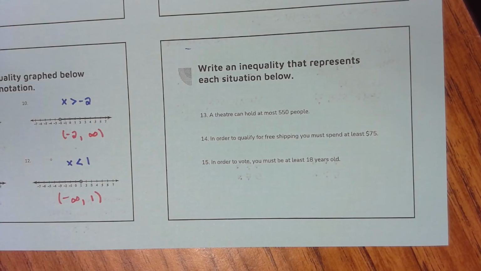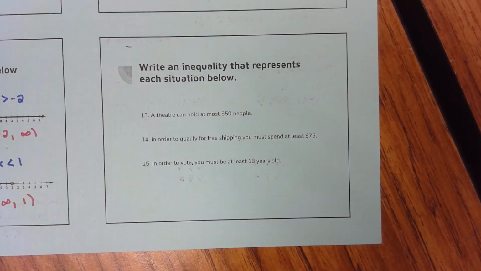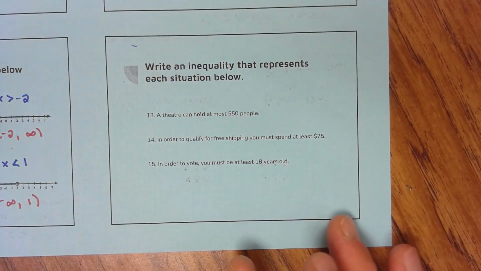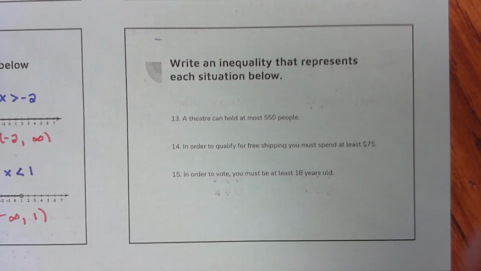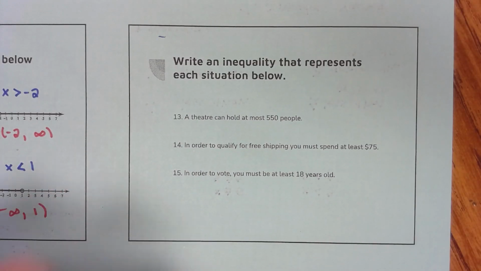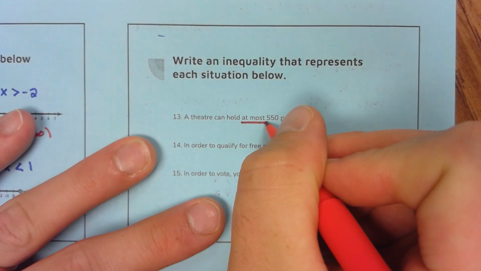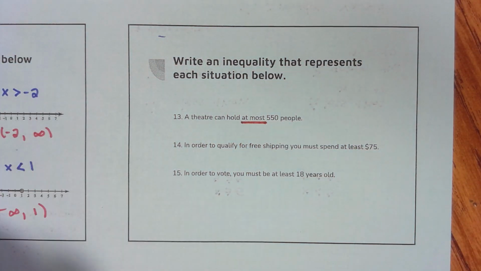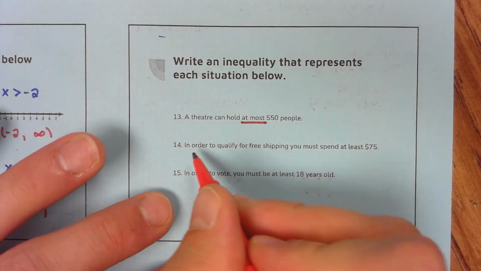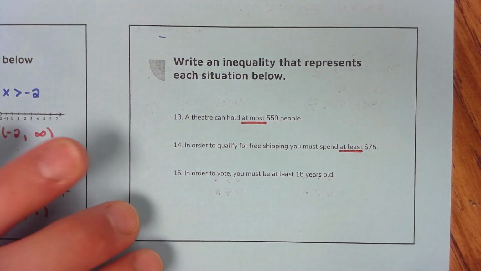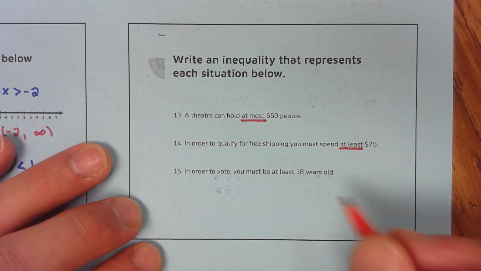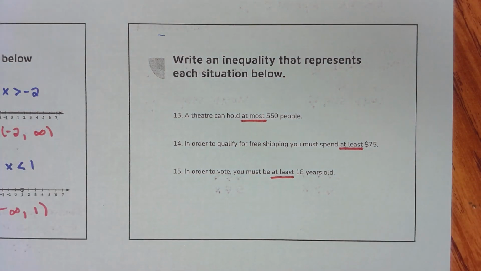The last thing is just taking a sentence and writing the inequality that represents it. The first thing that's important for us to identify is what part of this sentence is telling us that it's an inequality and not an equation. For 13, it's the "at most." The theater can hold at most 550 people. In order to qualify for free shipping, you must spend at least $75. In order to vote, you must be at least 18 years old. Those are the words telling us that this is an inequality as opposed to an equation.